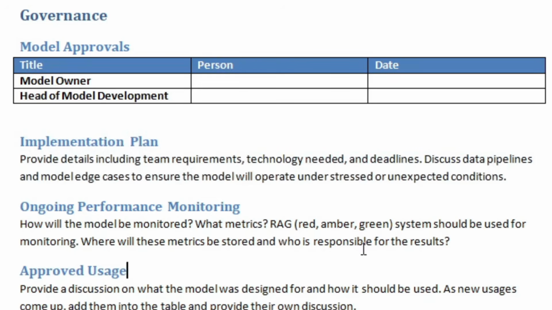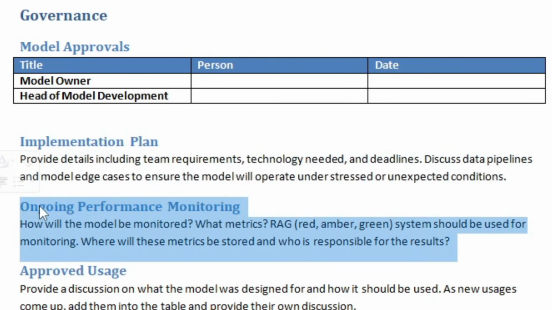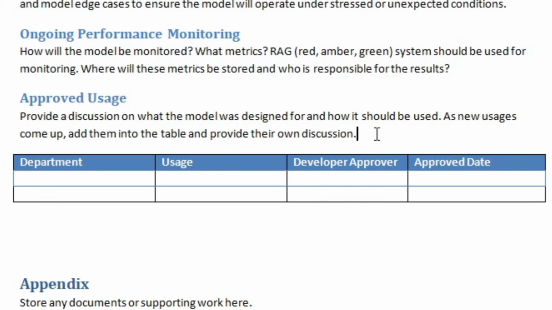I ran quant dev teams, so implementation teams, talking about APIs and setting up data pipelines and sources, and edge cases, and what do you do if the data comes in and it's empty, which yes, it happens from vendors from time to time, and you have to make a decision instantly on the fly. And then again, ongoing performance monitoring: how do you monitor that model over time? And of course, approved usages.